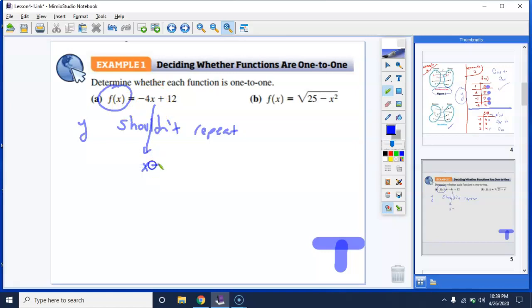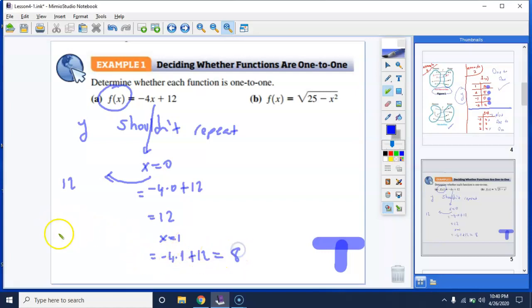Let's say I plug in x equals 0. So in that case, if you put there 0, the outcome should be what? Negative 4 times 0 plus 12. So it's going to be just 12. So my outcome is 12. Let's say if you plug in x equals 1, so let's plug in negative 4 times 1 plus 12. So it's going to be 8, right? So whatever you plug in here, you should be getting different numbers. 12, 8, and so on. That's why this function is going to be one-to-one. For each input, you should be getting different numbers.